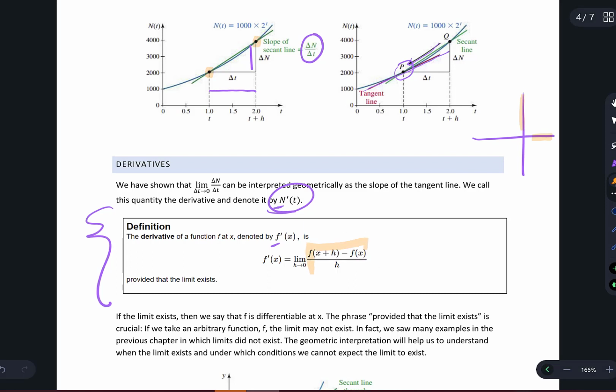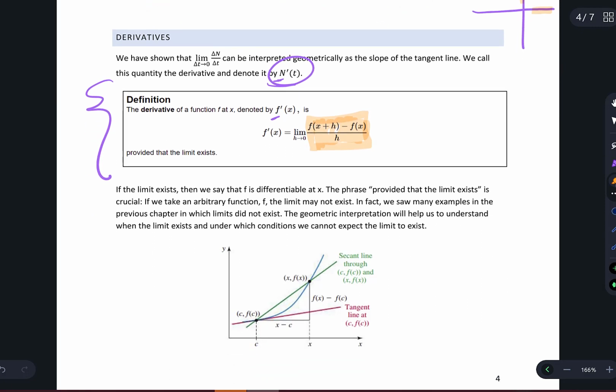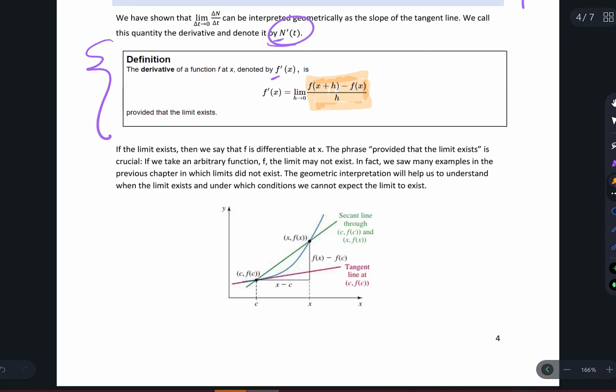Now, this ratio has a special name. Without the limit here, this piece is called the difference quotient. Now, if that limit exists, we say that f is differentiable at x, and the phrase provided that the limit exists is crucial. If we take an arbitrary function f, the limit may not exist. In fact, we saw many examples in the previous chapter in which limits did not exist, and we're going to look at some more of those in section 4.2.